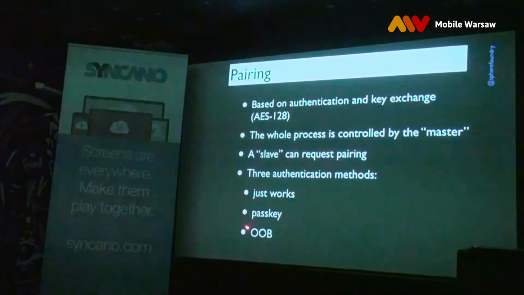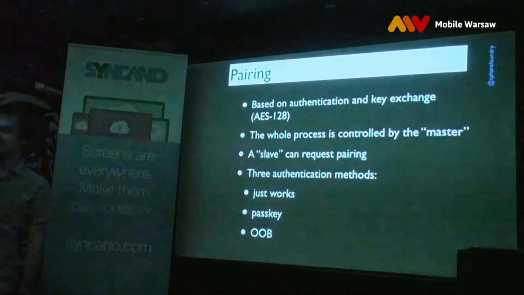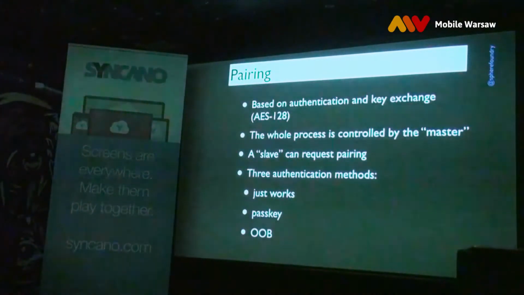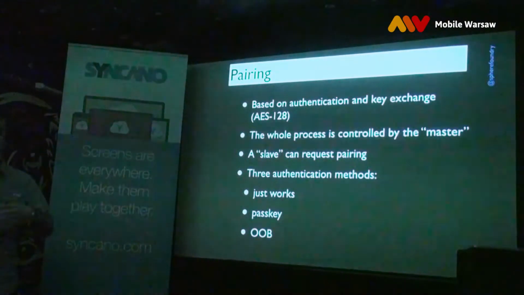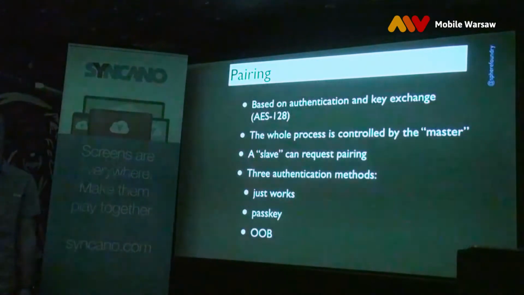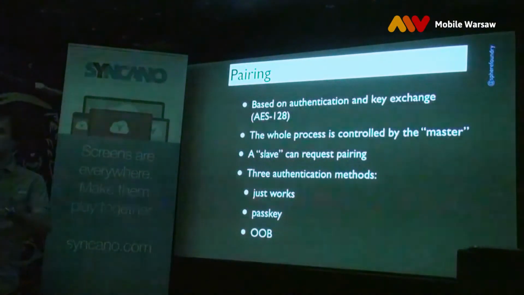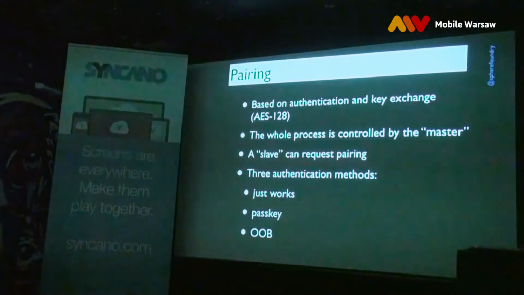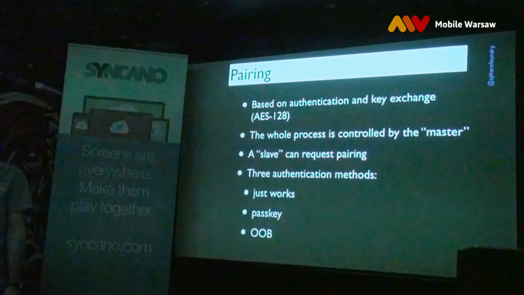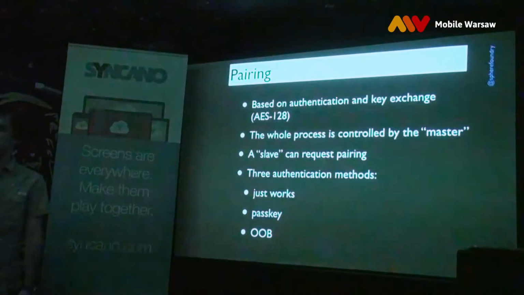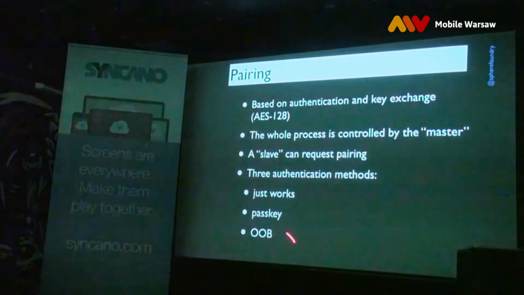There are 3 methods of authentication. Just Works: we are here, we want to connect, let's connect. There is no out-of-band or secret between the devices, so it's very easy to sniff. There is the passkey option where you input six digits, which is a little bit better. And there is out-of-band communication, where you provide the whole key to the participating devices by different means, which is mostly secure.